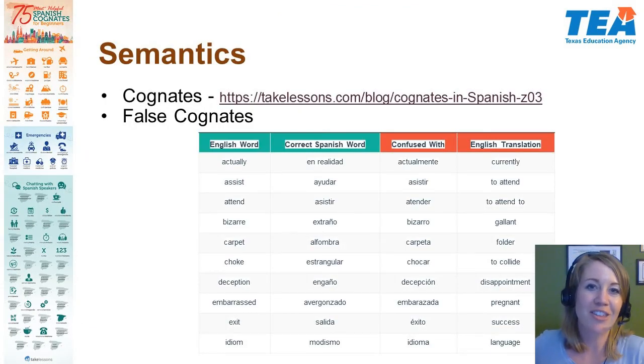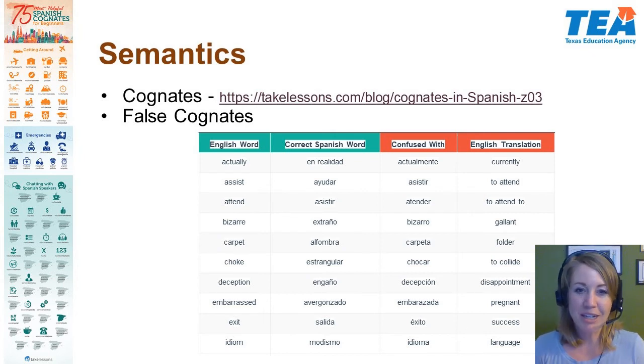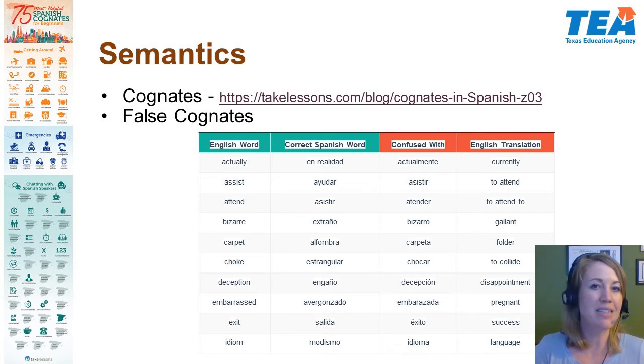False cognates, on the other hand, are the exact opposite. These are words that sound the same in both languages, but mean completely different things. Okay, and this is where second language speakers often say accidental things that end up being funny. So here's a list in this chart of English words and the correct Spanish word that means the same thing, but what they actually get it confused with.